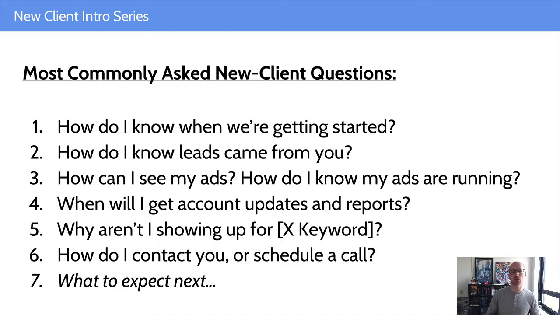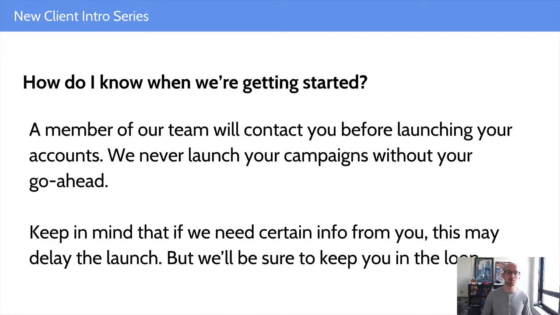These are the most commonly asked questions, right? Number one is, how do I know when we are getting started? How do I know when you guys are launching my account? Number two is, how do I know that leads came from you? If I get a lead into my system, how do I know it came from AdWords versus direct mail or SEO or something like that? Number three is, how can I see my ads? How do I know my ads are running? Four is, when will I get my account updates and reports? Five is, why aren't I showing up for a particular keyword? And number six is, how do I contact you or schedule a call? Number seven is all about what to expect next. So let's jump into this.